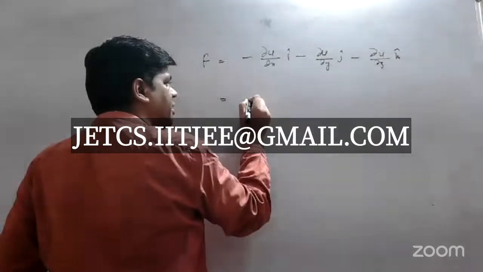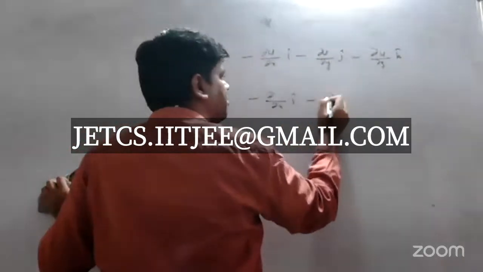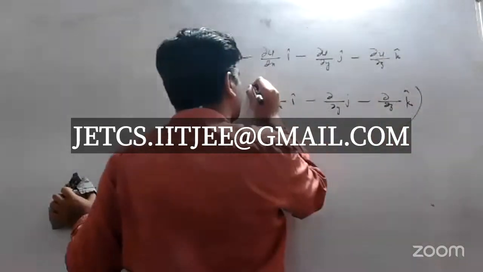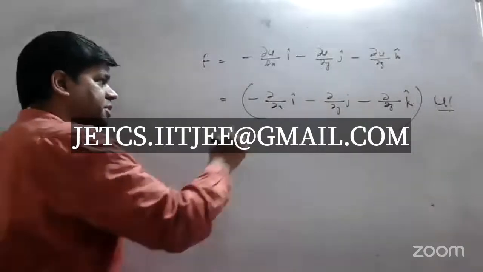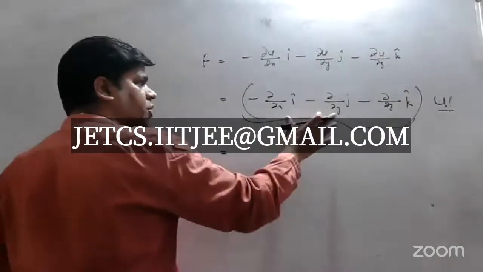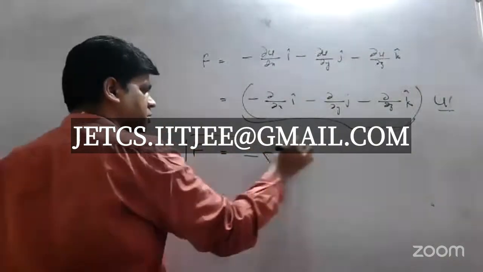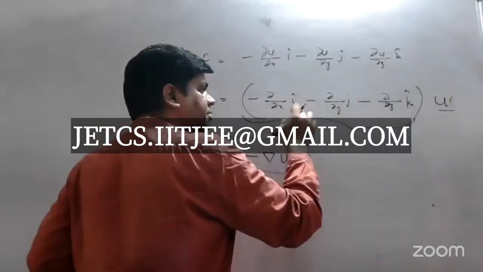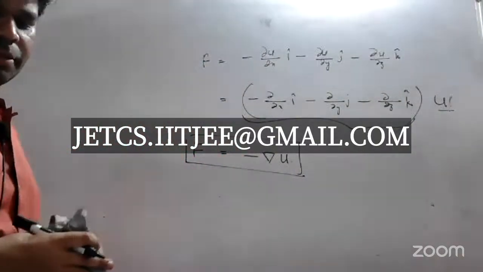This can also be written as minus d/dx i cap minus d/dy j cap minus d/dz k cap operating on U, which is a function of x, y, and z. This operator, usually in math classes, we talk about this as an operator which is written as minus del U. So F is given as minus del U in the most general case, where del is this operator, minus d/dx i cap minus d/dy j cap minus d/dz k cap, operating on U. We'll see an example, then things will become clear.